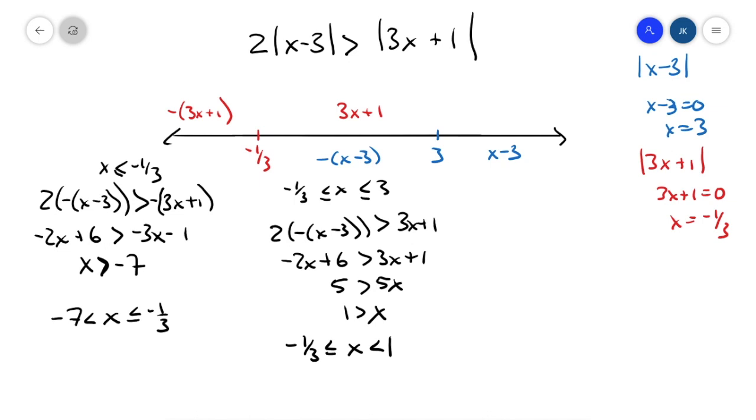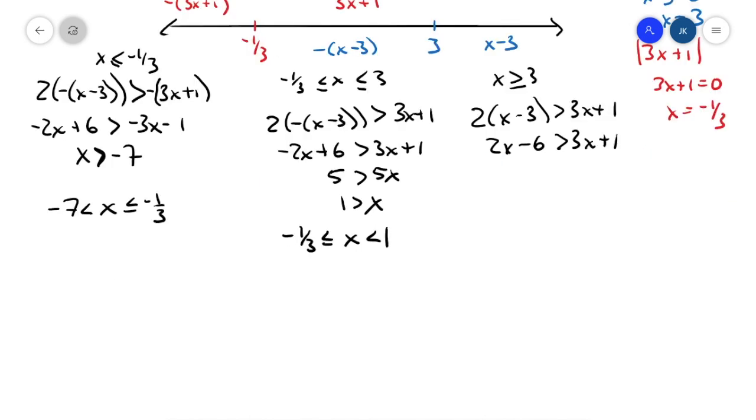Now, on the right-hand side of 3, neither one of these expressions requires any kind of editing here. So it's going to be 2 times x minus 3 greater than 3x plus 1. So 2x minus 6 greater than 3x plus 1. So I'm going to bring that 2x over. Whoops. And that's going to get me just the x over here. And I'll bring the 1 over, it becomes negative 1, so negative 7. So I'm going to get an answer of x is less than negative 7.